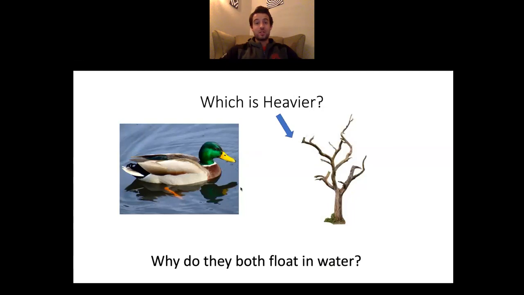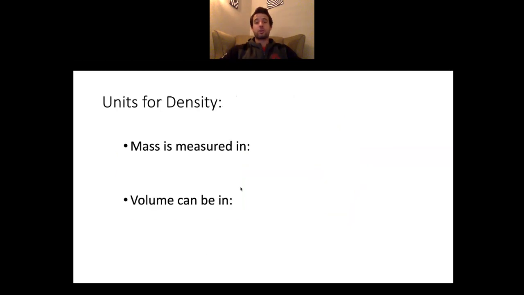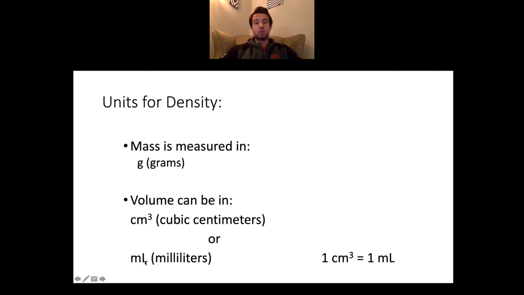In case you didn't know, it has to do with something called density. So we're going to talk about density in a little bit. We're going to talk about what it means, but for now what you need to know is, remember, mass is measured in grams, and volume can be measured in cubic centimeters, cm cubed, or it could be measured in milliliters. And the important thing here is cm cubed is the same thing as 1 milliliter. Those are equal numbers to each other.